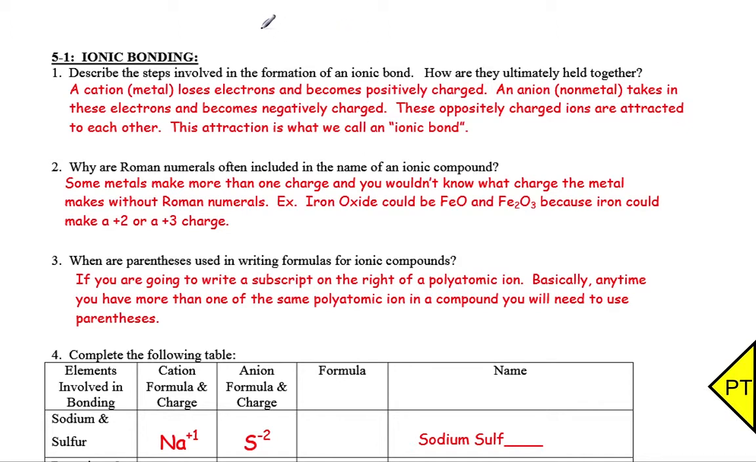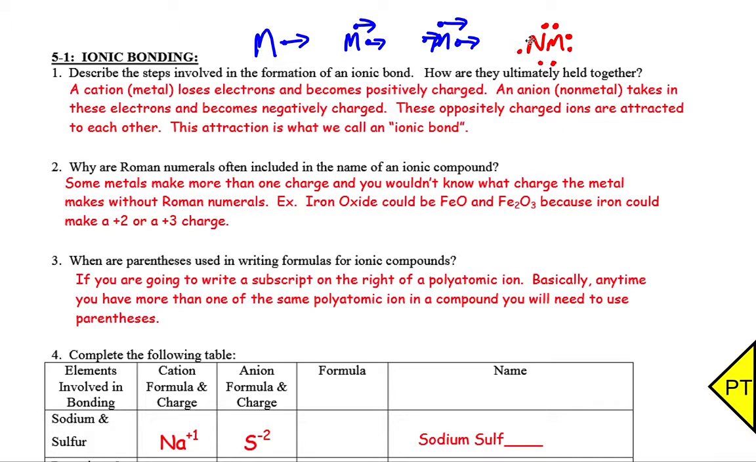Cations always have, I'll put a C here for cation. Actually, let me change that. I'll put an M there for metal. So your metals always have 1, 2, or 3 valence electrons. These metals want to give away 1, 2, or 3 valence electrons. Meanwhile, the nonmetals, these guys want to gain 1, 2, or 3.